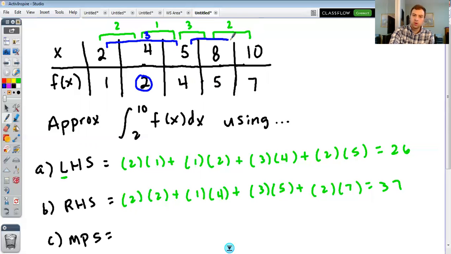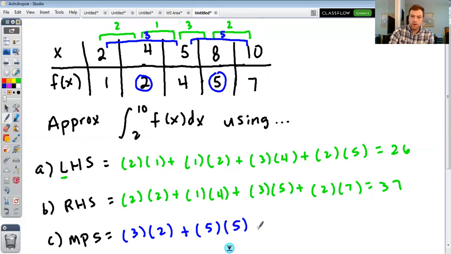My second rectangle is going to go from 5 to 10. So it's got a base of 5. And the height I will use is the 5. So we get 3 times 2 plus 5 times 5, which will be equal to 6 plus 25, which is 31. Okay, that's my 3 rectangular approximations.